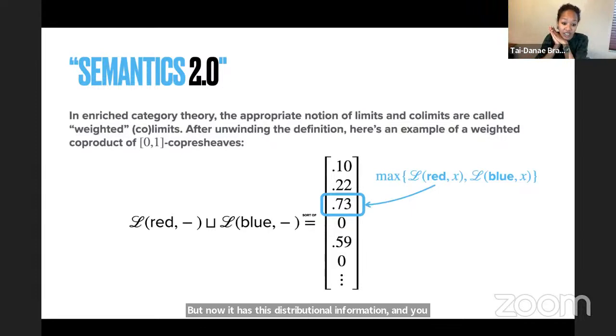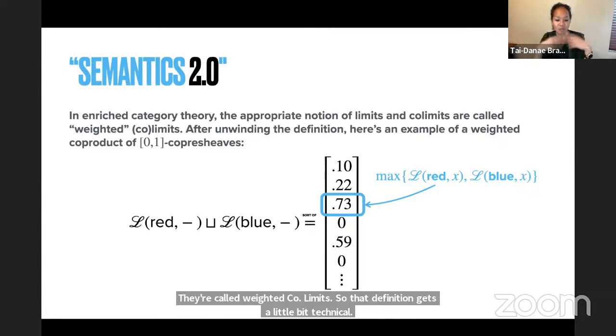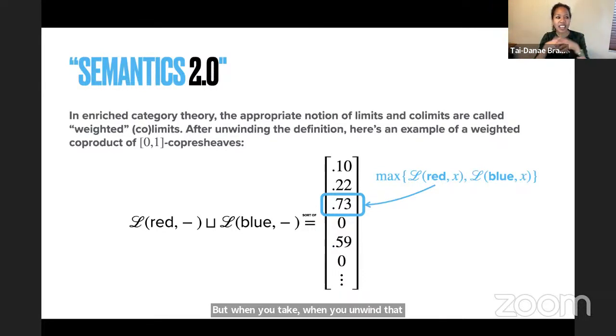So it turns out that in enriched category theory, the appropriate notion of co-products, products, or more generally limits and co-limits, they're called weighted co-limits. That definition gets a little bit technical, but when you unwind it, you can ask, what's this enriched notion of red or blue? This sort of concept, if I take the co-product of these two copresheaves. And if you choose these weights in the right way, you basically get the point-wise maximum of the two values individually. Okay, so I think that's interesting, and you can try to think about what that means if you were to interpret it. I'll let you ponder that.